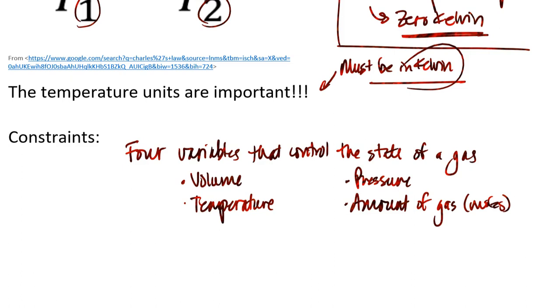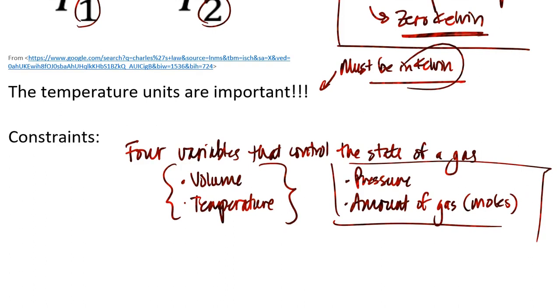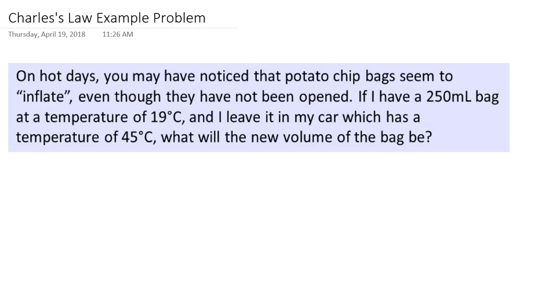Now, the important thing to keep in mind is all of these variables affect each other. And so, since I'm trying to isolate the relationship between volume and temperature alone, then whenever I'm considering a Charles's law problem, I must hold the pressure and the amount of gas constant. And so Charles's law applies when pressure and the amount of gas are constant, and I'm going to allow volume and temperature to change.